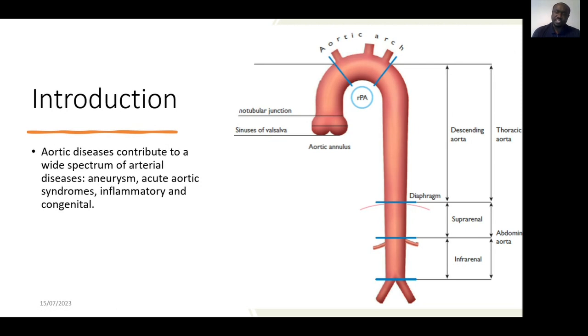So, what are the common diseases that could affect the aorta? The common ones I'll discuss here are aneurysms, when the aorta becomes enlarged beyond its normal expected size for age and sex, or what we call the acute aortic syndromes, which are the emergent presentations of aortic diseases. Other conditions could be inflammatory or congenital, but what surgeons will mostly deal with are the aneurysms, the acute aortic syndromes, and some congenital conditions.